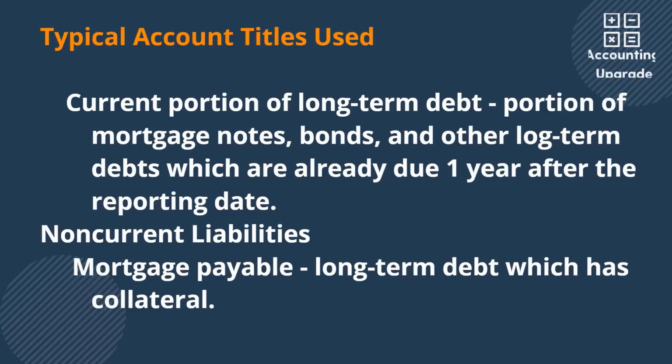And then current portion of long-term debt, the portion of mortgage notes, bonds, and other long-term debts which are already due 1 year after the reporting date. And then from the non-current liabilities, there are mortgage payable, long-term debt which is collateral.